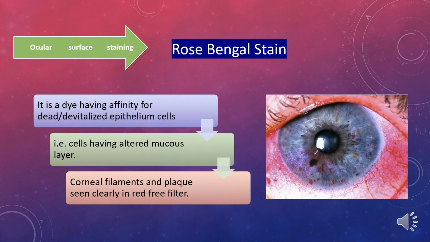We can also assess the ocular surface by staining, such as with rose bengal stain. It is a dye having affinity for dead epithelial cells, such as those cells having an altered mucus layer. The corneal filaments and plaques can also be clearly seen under the red-free filter.